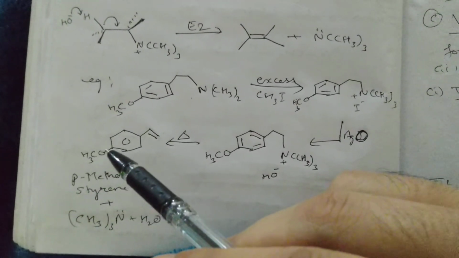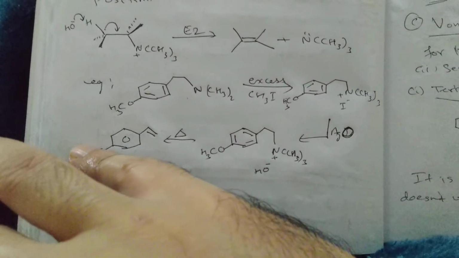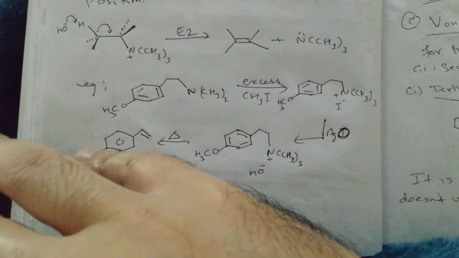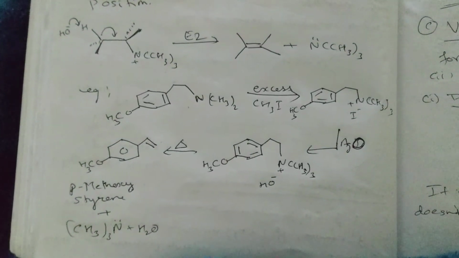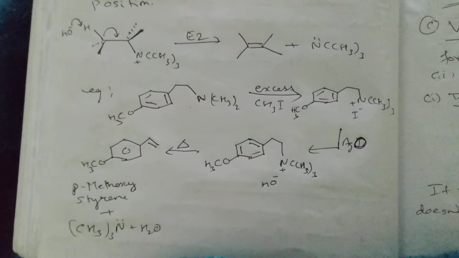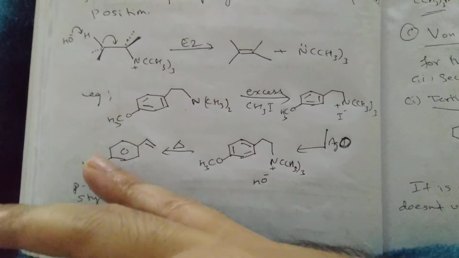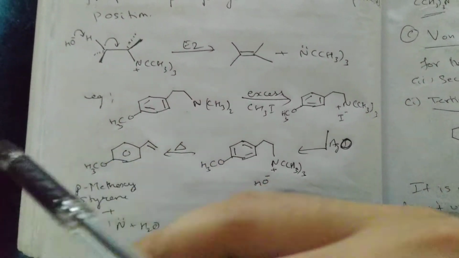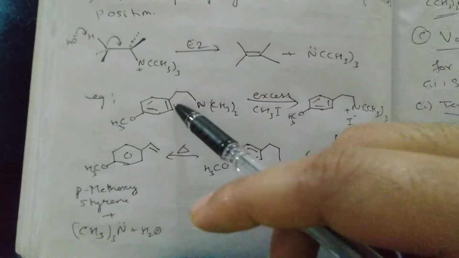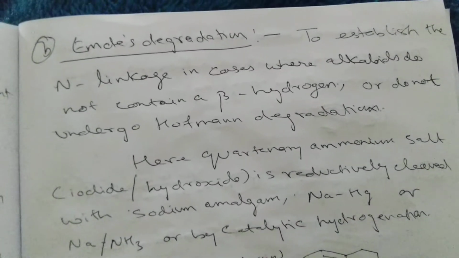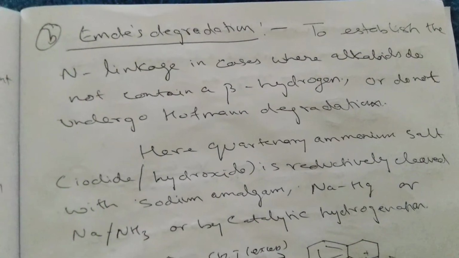Now, you know styrene, it was in the news a few days back. Styrene was what came out of the chemical plant in Telangana, and so many people died. Okay, Hyderabad. So this is para-methoxy styrene, a very common molecule they knew, and that's how they found out the structure of this alkaloid, right? Then the next one is Emde degradation.